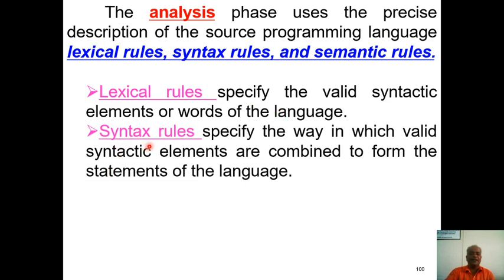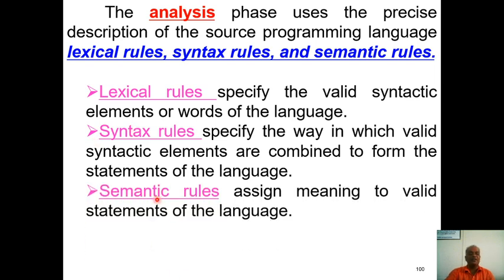Similarly, next one is syntax rules. It specifies the way in which valid syntactic elements, syntactically it must be correct, A equal to B plus C, that is the syntax, are combined to form the statements of the language. So it is going to specify the syntactical specification. And third one is semantic, that is nothing but meaning, which assigns meaning to valid statements of the language. So these are the three different rules that can be used by the analysis phase.